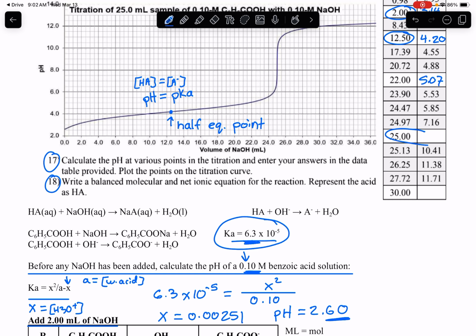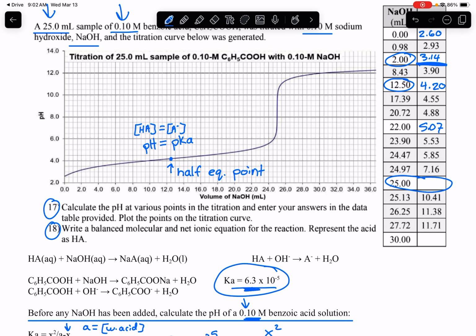All right, now we are left with the 25 milliliters, and we know that this is at the equivalence point. You can mark that on your graph here. So we have roughly right in between, like roughly right here. This is the equivalence point.